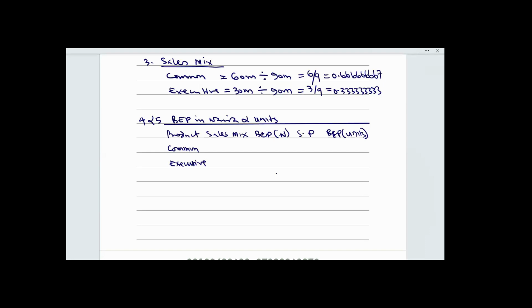Sales mix of common is 0.6667. Then sales mix of executive is 0.3333. So when you add it up, it's equal to 1. Then break-even point in naira. We have computed break-even point in naira for the company as a whole to be 36 million naira. So this will be 36 million. Let me complete my table.